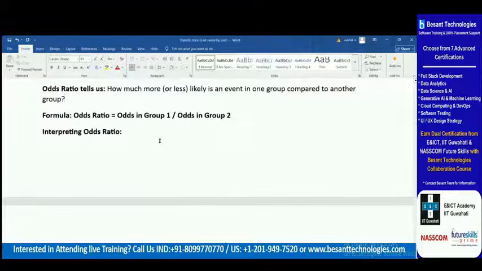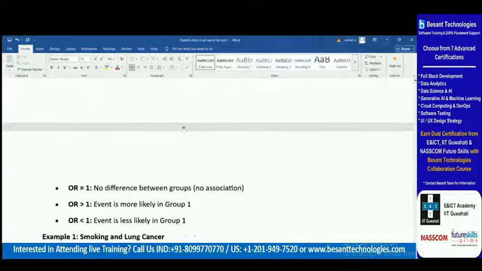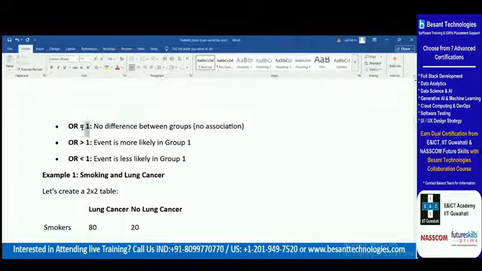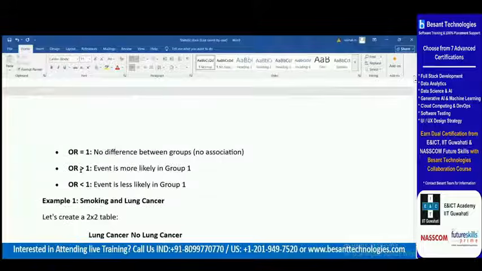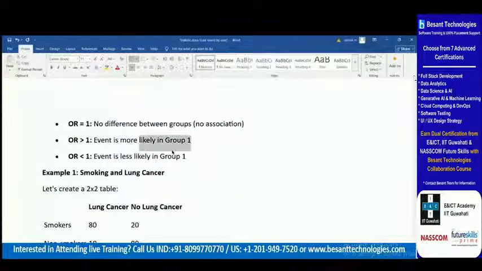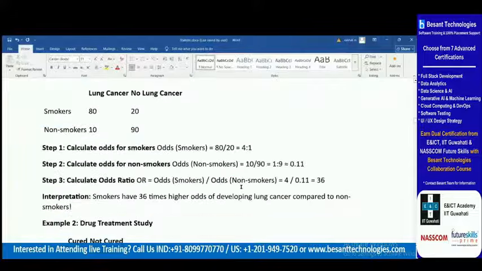Okay. So after calculating the odds ratio, if the odds ratio is 1, you can say that there is no difference between the groups, that is group 1 and group 2. If the odds ratio is greater than 1, you can say that it is more likely to be in group 1. If the odds ratio is less than 1, you can say that it's less likely to be in group 1. Let's take one example and evaluate.